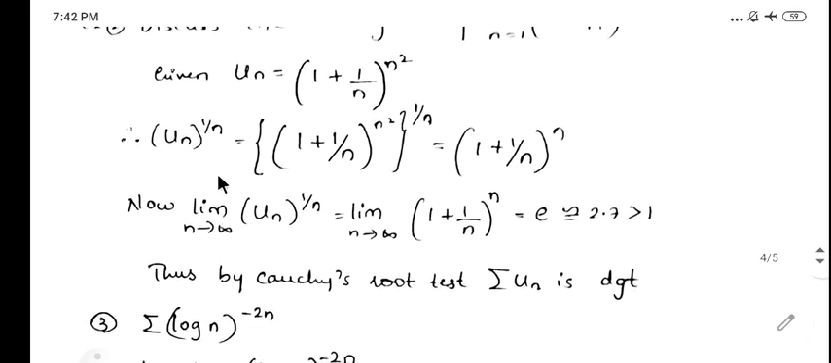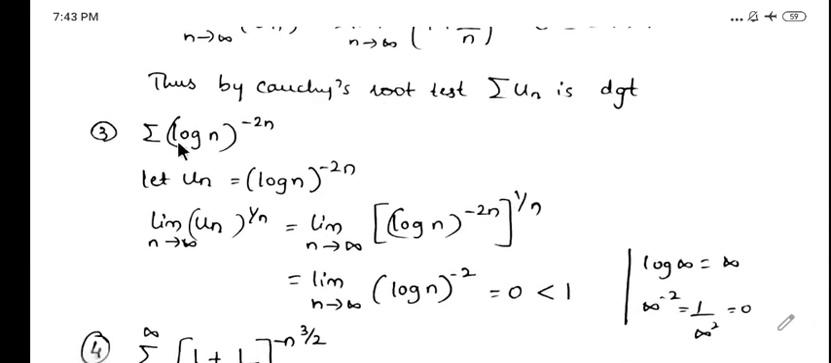Now apply the limit on both sides. When I apply the limit, it is in the standard form. Therefore, by the properties I have given, this is going to be equal to e, where e is approximately equal to 2.7. Then 2.7 is greater than 1, so the given series is divergent.